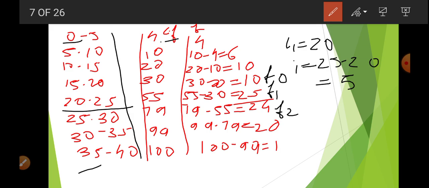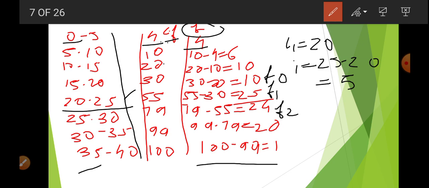Now CF is given, and we need to calculate the frequency. So the first one we are going to write in the same way. Now we are going to subtract from this, so in this way we are able to calculate the frequency. You can see this class interval appears the maximum number of times, 25 times. So this will be your F1.